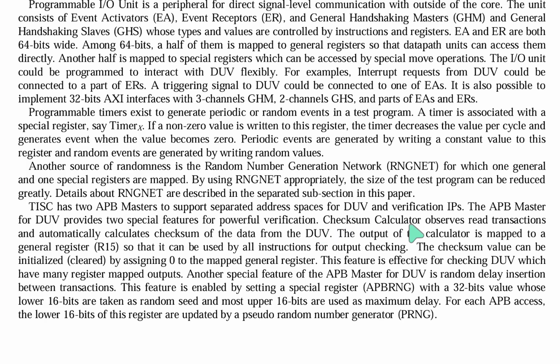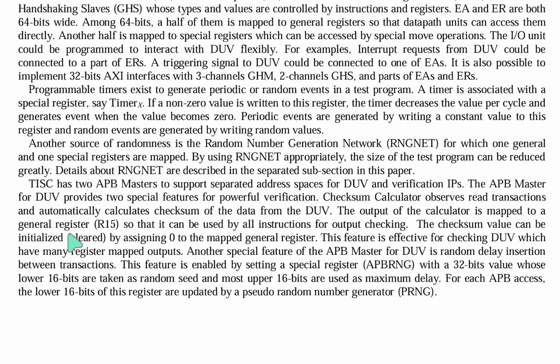Checksum calculators observe the read transactions and automatically calculate the checksum of the data from the DUV. The output of a calculator is mapped to general registers, and is initialized, cleared by assigning 0 to the mapped register. This feature is effective for checking a DUV which has many register-mapped outputs.